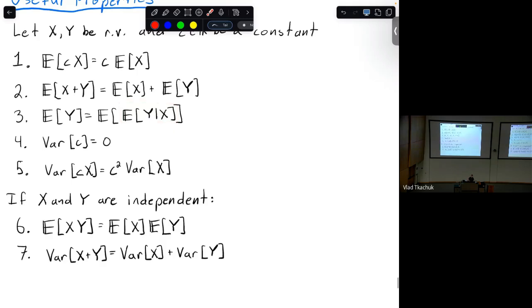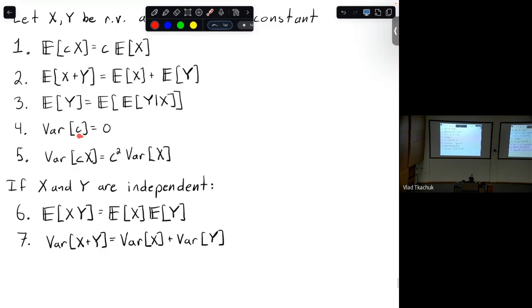Other things: the variance of a constant. A constant's not a random variable, so it doesn't vary at all, it's 0. You can work that out too. The variance of a constant times a random variable, you can pull out the constant as well, because remember the variance is an expected value. It's the expected value of x minus the expected value of x, squared. So the constant has to get squared when you move it out.